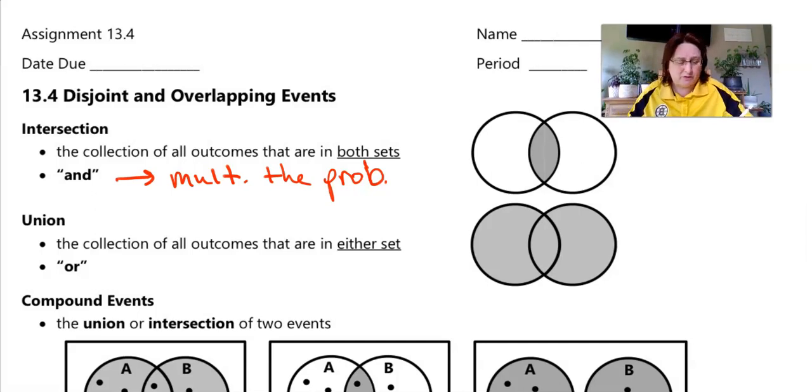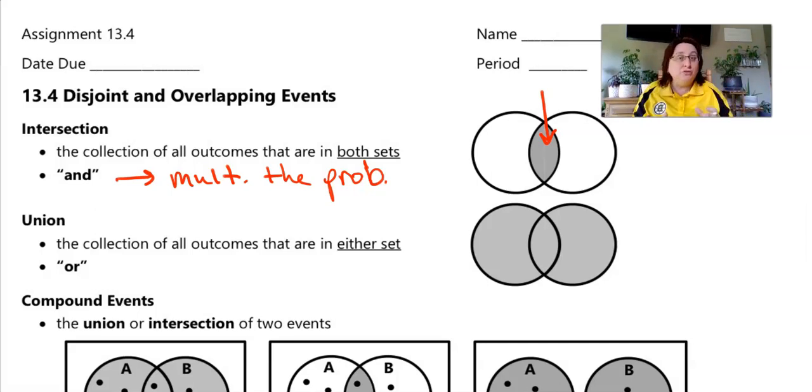Visually, what this looks like is right here. That's the intersection. You guys have done some Venn diagrams before. This is a Venn diagram. So the intersection is the outcomes in both sets.